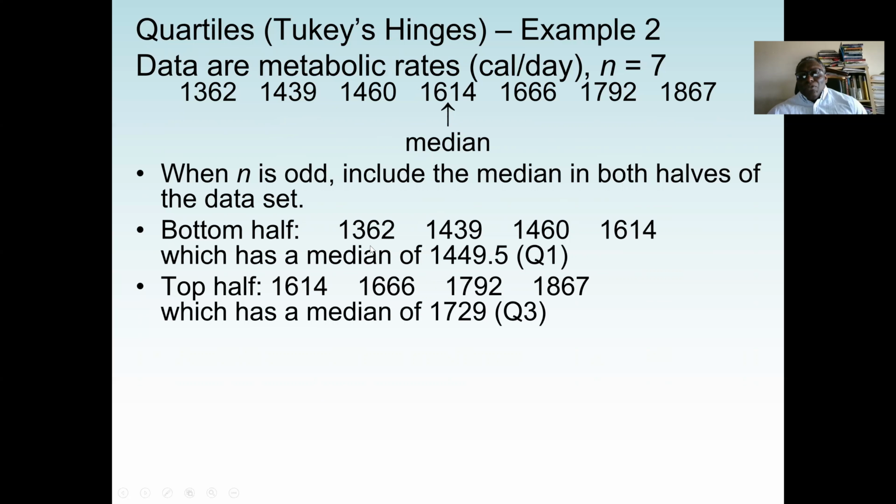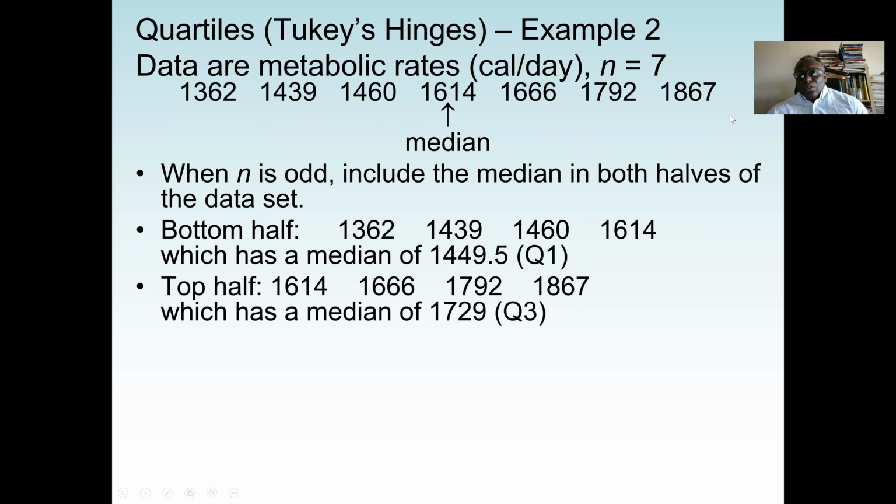So the bottom half will be 4 values, 1362, 1439, 1460, including 1614. Since the left side is 4 numbers, and the right side also has 4 numbers, it's an even number, so we get two middle values, which will be the average of 1439 plus 1460 divided by 2. The answer will give you 1449.5, which is Q1.